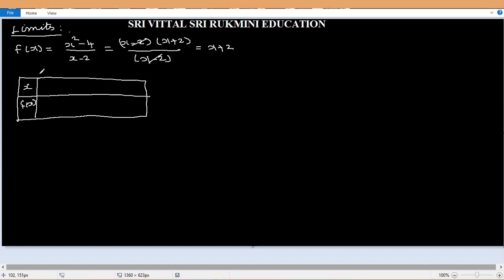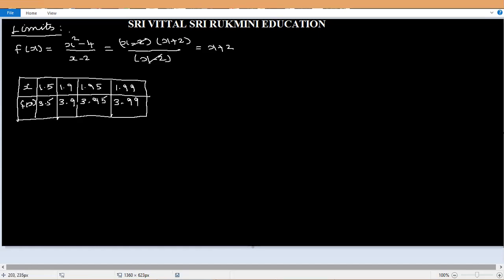If the value of x is equal to 1.5, f of x is 3.5, because x plus 2. It goes on like this. 1.9 means 3.9. 1.95 means 3.95. 1.99 means 3.99.